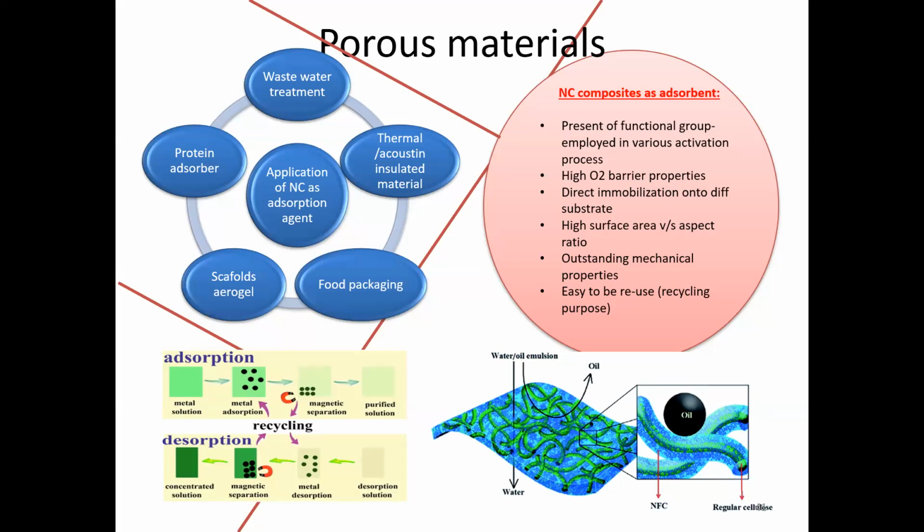Nanocellulose composites are a good candidate as absorbents because of the hydroxyl groups themselves. They have an abundance of hydroxyl groups, which can be further functionalized easily with other materials, whether hydrophobic or hydrophilic. They also have high hydrogen barrier properties. They can be directly immobilized onto different substrates. Due to the low particle size, they have a high surface area with respect to the aspect ratio, good mechanical properties, and are easy to reuse or recycle.